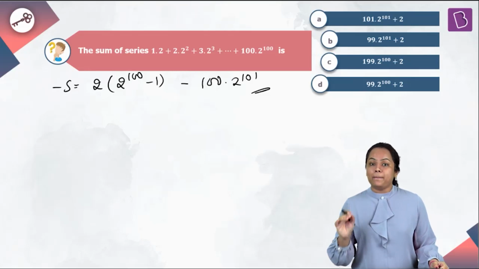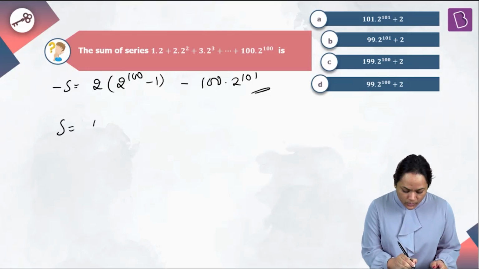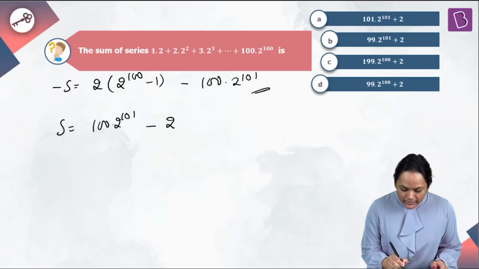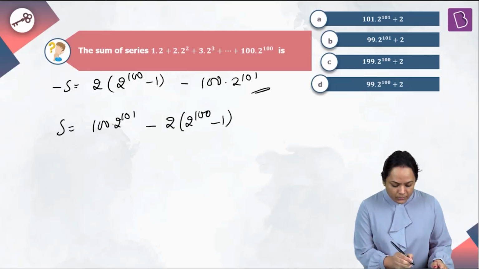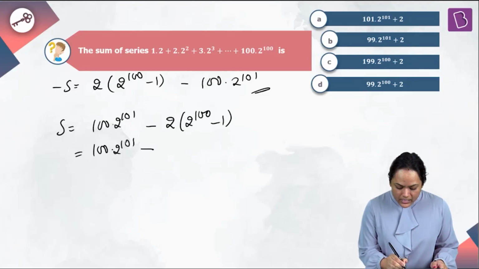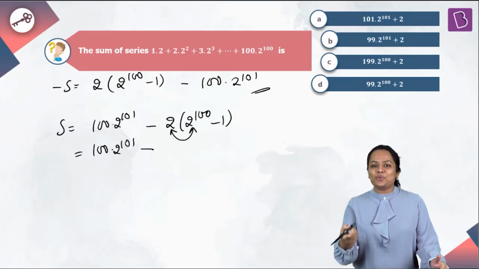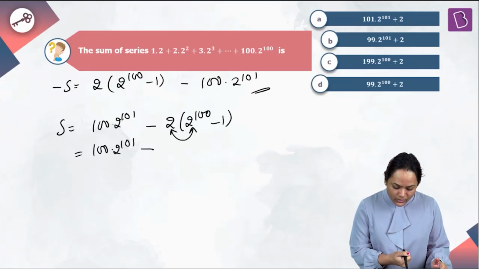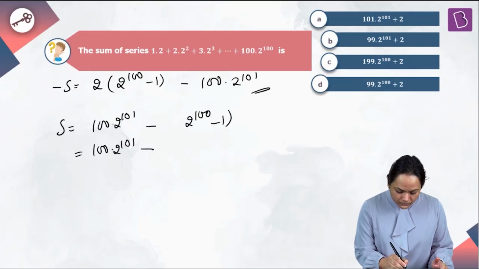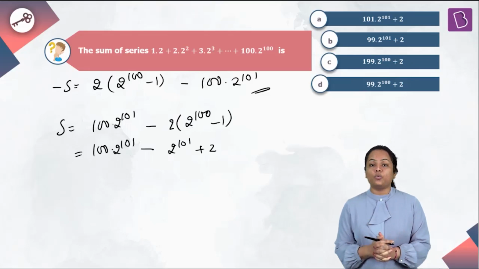Let's multiply this by minus sign. So when I multiply this by minus sign, it will become s is equal to 100 into 2 raised to 101 minus 2 multiplied by 2 raised to 100 minus 1. Let's open up the brackets. This will become 100 into 2 raised to 101 minus this 2 multiplied by 2 raised to 100 will be what? Well, that is 2 raised to 101. So I have 2 raised to 101 with me here and plus 2. So this is what the value is.